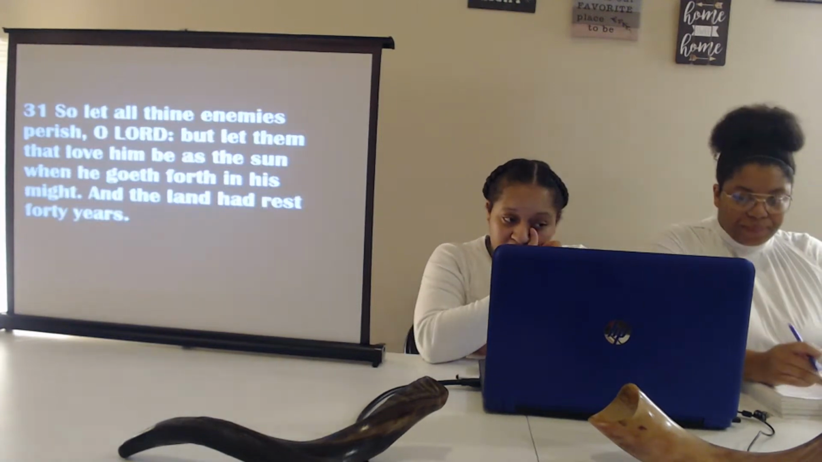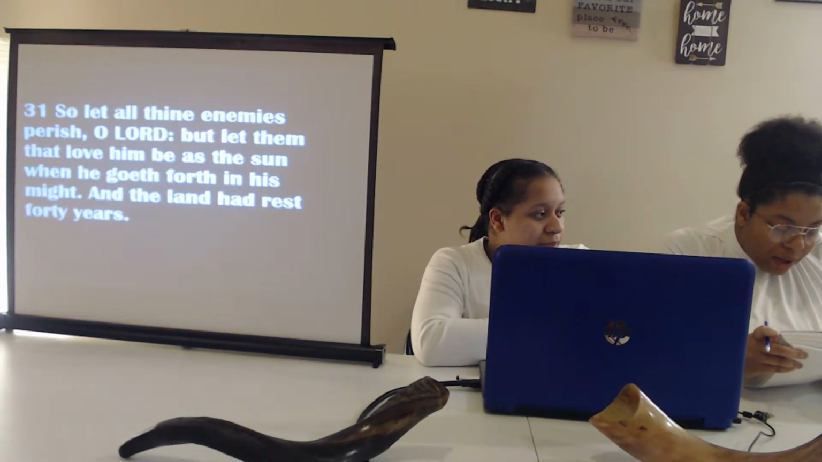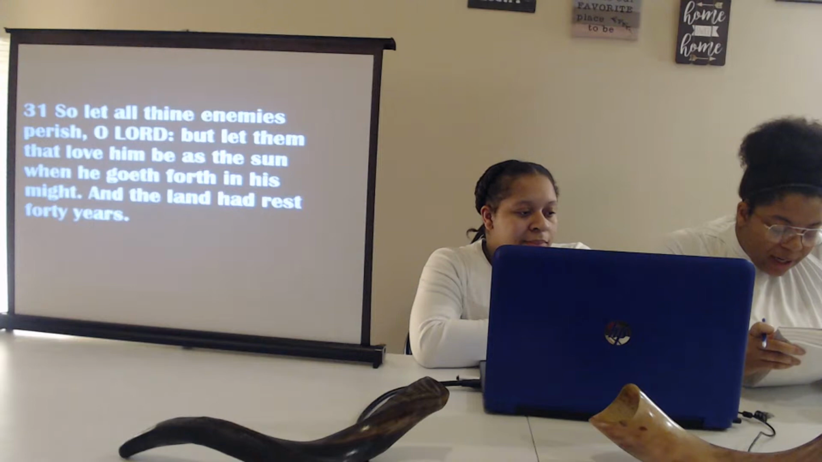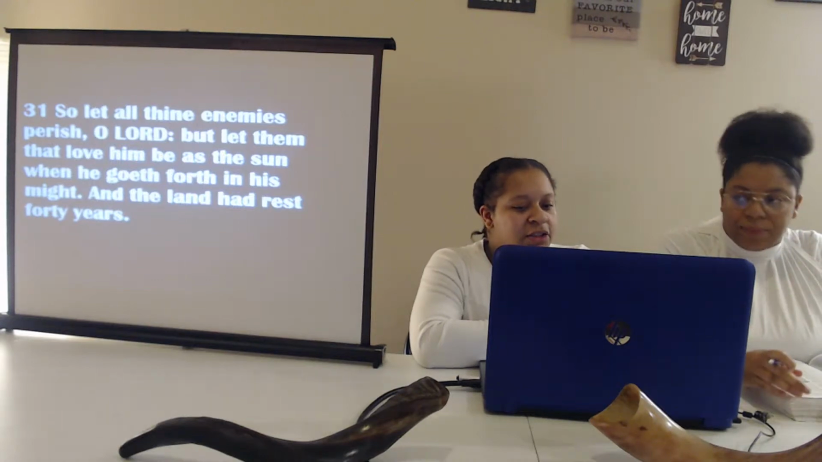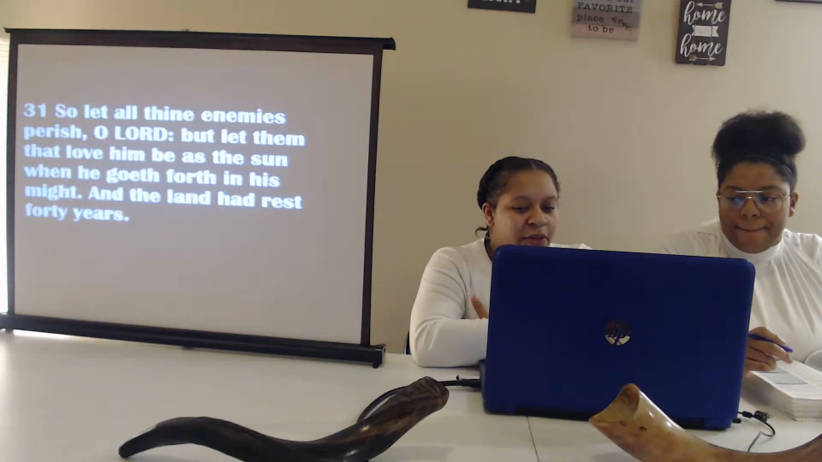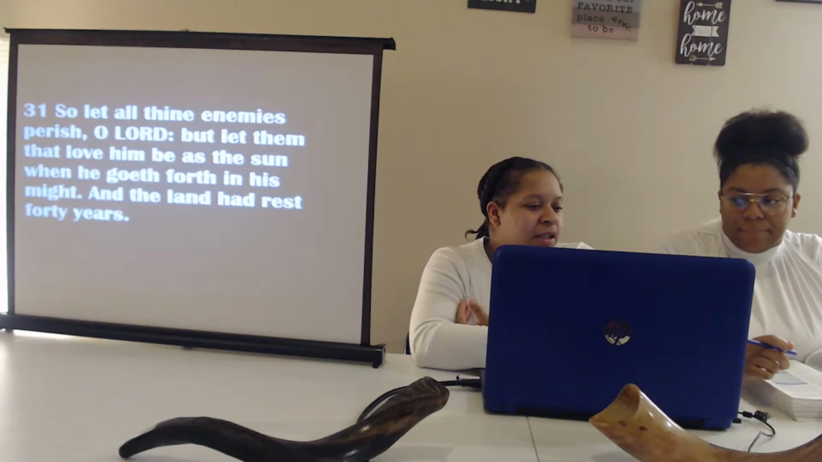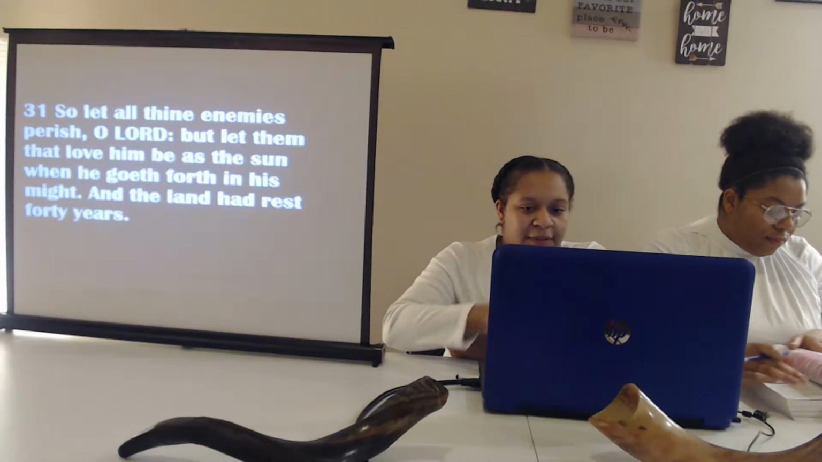We're going to get verse 31. Judges chapter 5 verse 31. So let all thine enemies perish, O Lord, but let them that love him be as the sun when he goeth forth in his might. And the land had rest 40 years. So here, this is just a final praise to the Most High, and we see here the long-term effect of the victory. The land rested for 40 years.